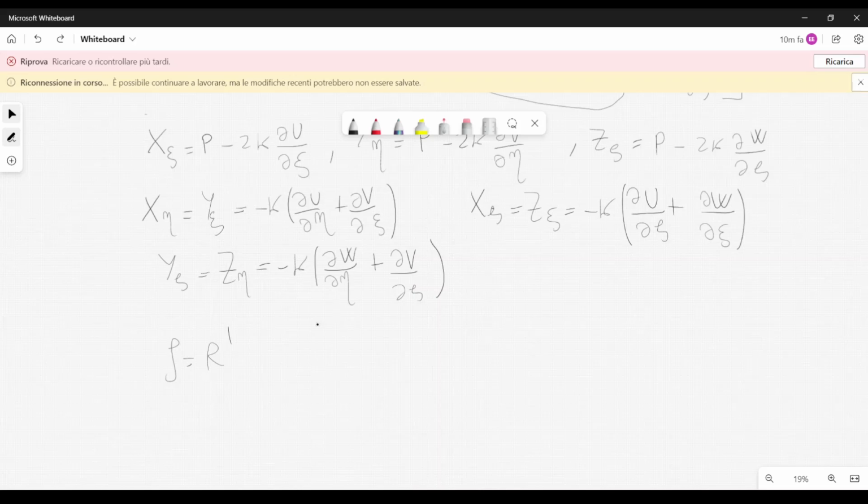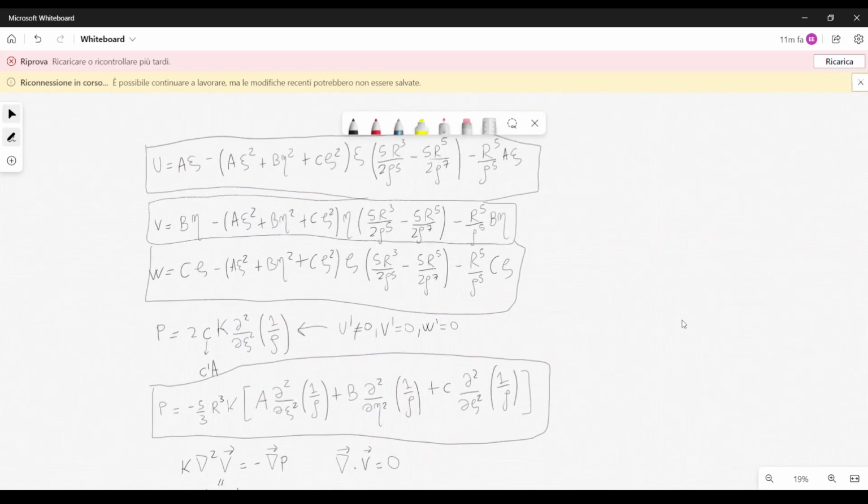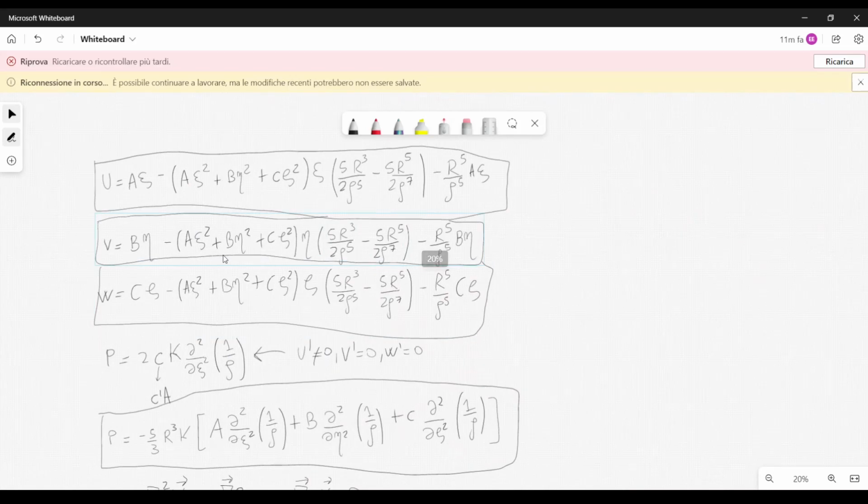But anyway, as I said, also the expressions for u, v, and w that we obtained earlier can be simplified a little bit, because for rho equal to r prime, and since we know that r prime is much larger than r, the terms of higher order can be neglected. So if we go back and take a look at the expressions for u, v, and w that I have written here, we can simplify some terms.